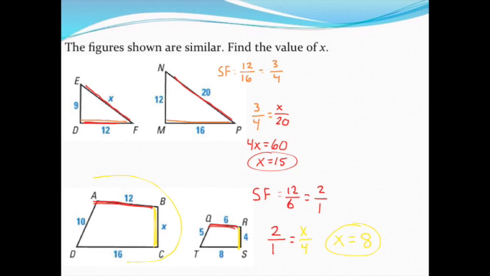Some of you may have known that x was 8 without cross multiplying, since we had said the bigger figure is twice as large as the smaller one. Knowing that the small side right here is 4, I could just double that and find 8 for this side over here.